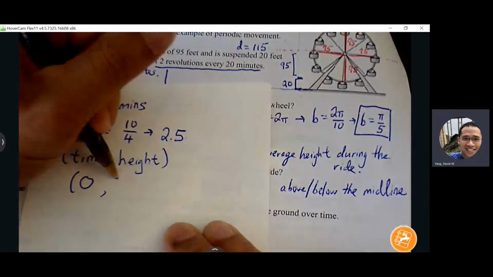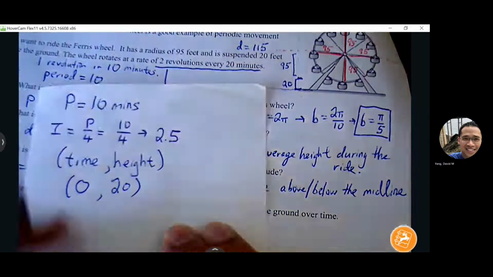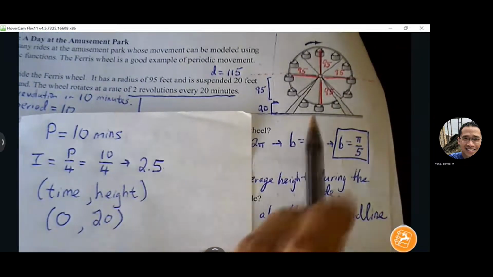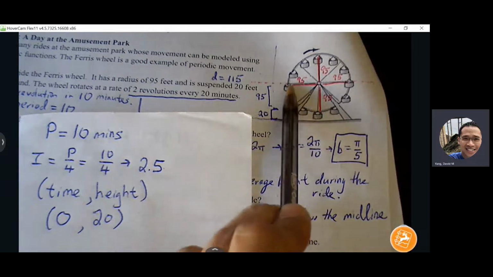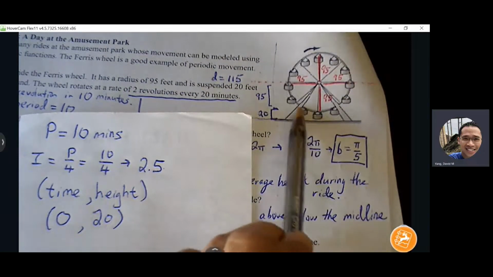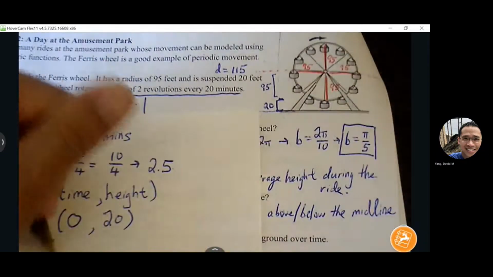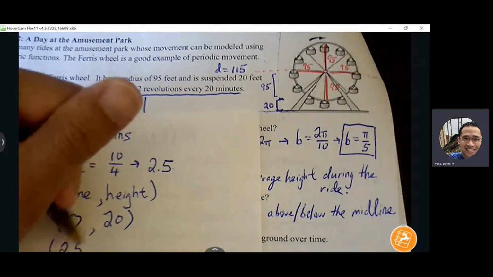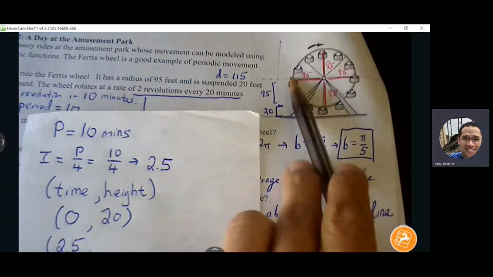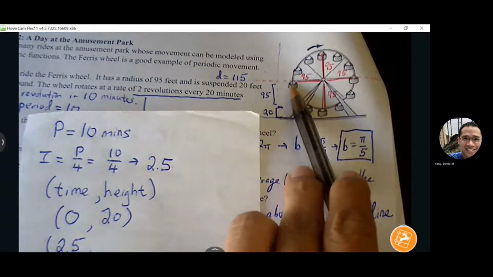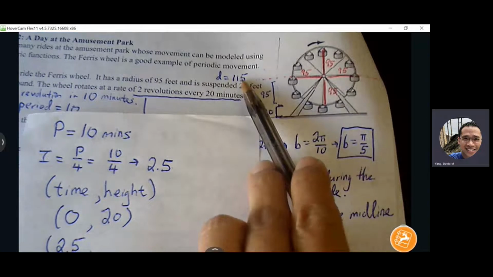So you're going to begin the ride. So 2.5, right? A quarter of the way through the ride, we'll be here. 2.5 minutes into the ride, we'll be here, and how high will we be off the ground? 115, right? That's our D value.